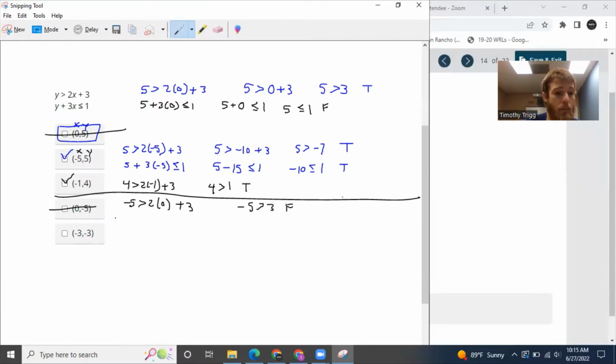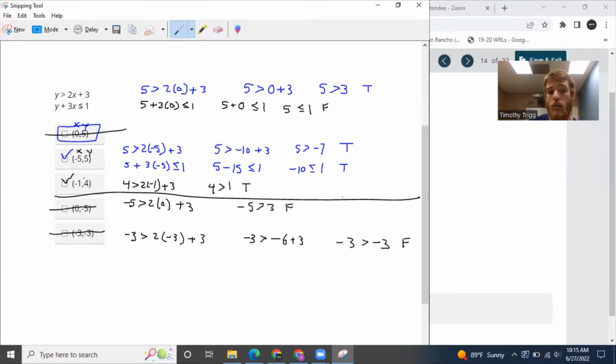So let's try the next one. Replace both x and y with negative 3. So negative 3 is greater than 2 times negative 3 plus 3. That's negative 3 is greater than 2 times negative 3 is negative 6 plus 3. Negative 3 is greater than negative 3, right? Negative 6 plus 3 is negative 3. Is this true or false? Well, hopefully you can see that that's false, right? Negative 3 is not greater than negative 3. They're equal. So that did not produce a true statement there.